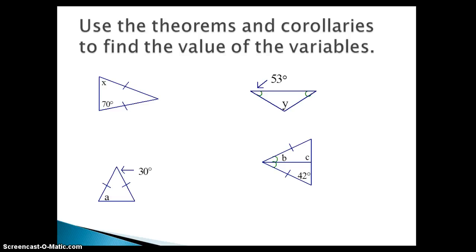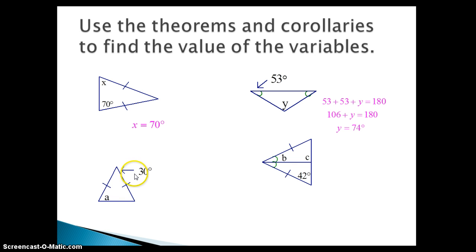So now we're going to use those theorems and corollaries to find the value of the variables. Here we have an isosceles triangle, which means the base angles are congruent. So x is 70. Again, we have two base angles congruent, so we know this is 53, this is also 53, but we know the whole triangle is 180. So 53 and 53 is 106, so our leftover is 74.